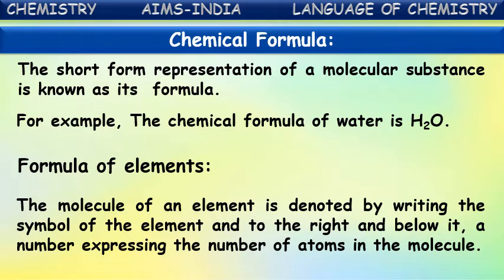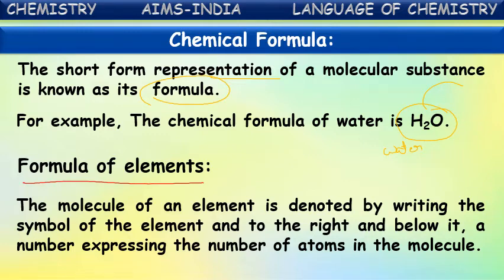See, the short form representation of a molecular substance is known as its formula. We call it water, drinking water. That water's chemical formula, the short form representation, is H2O. No need to write water completely; if you write H2O, it also represents the water. So this is called the chemical formula. Generally, how to write these chemical formulas and what methods to follow, we'll discuss in today's class.